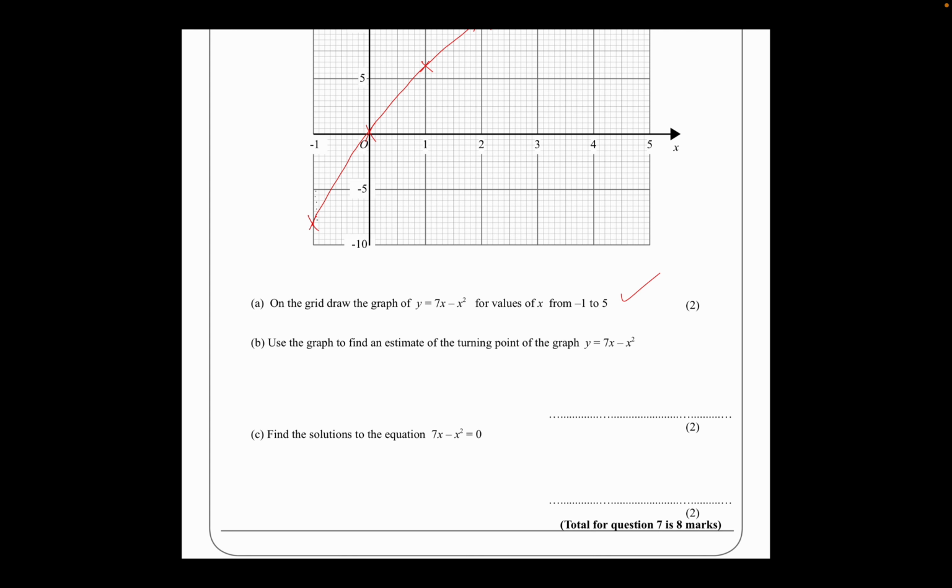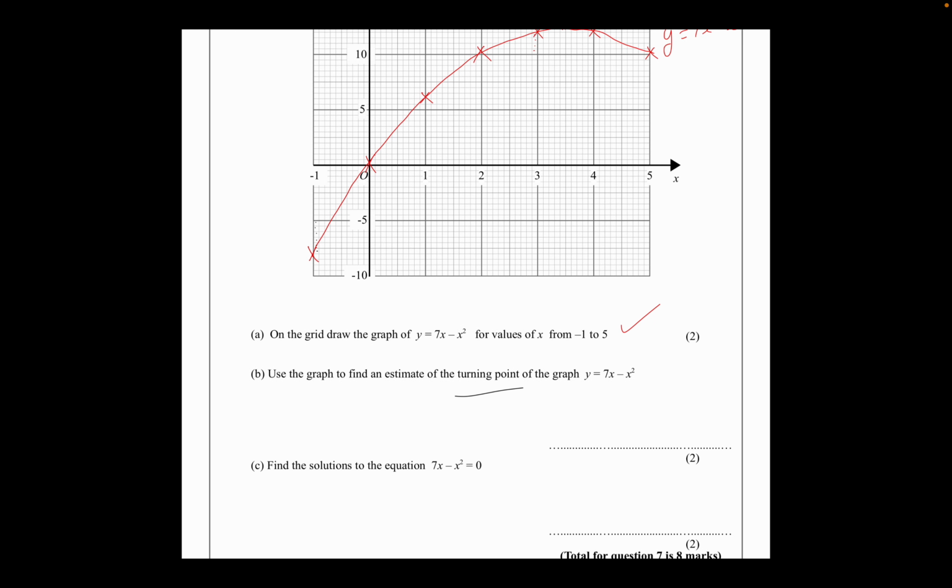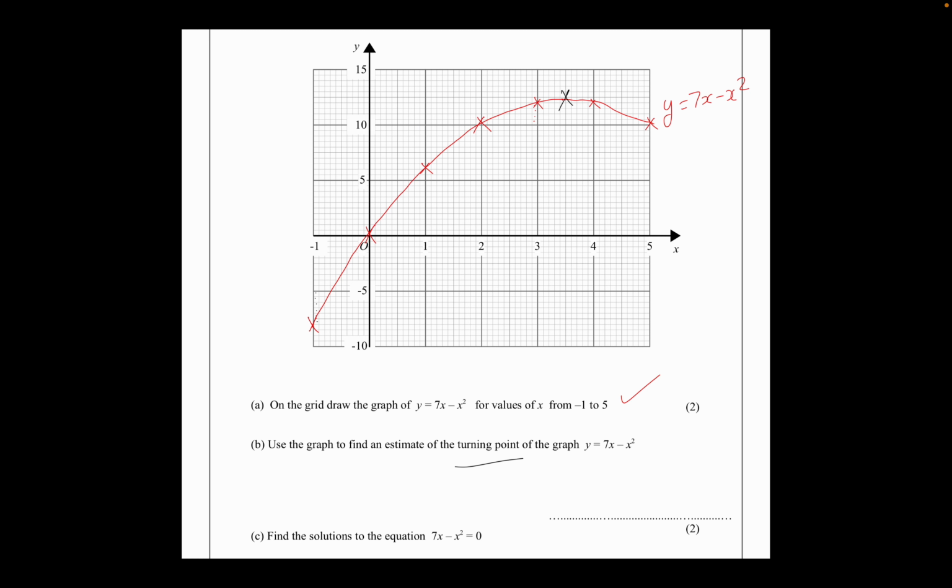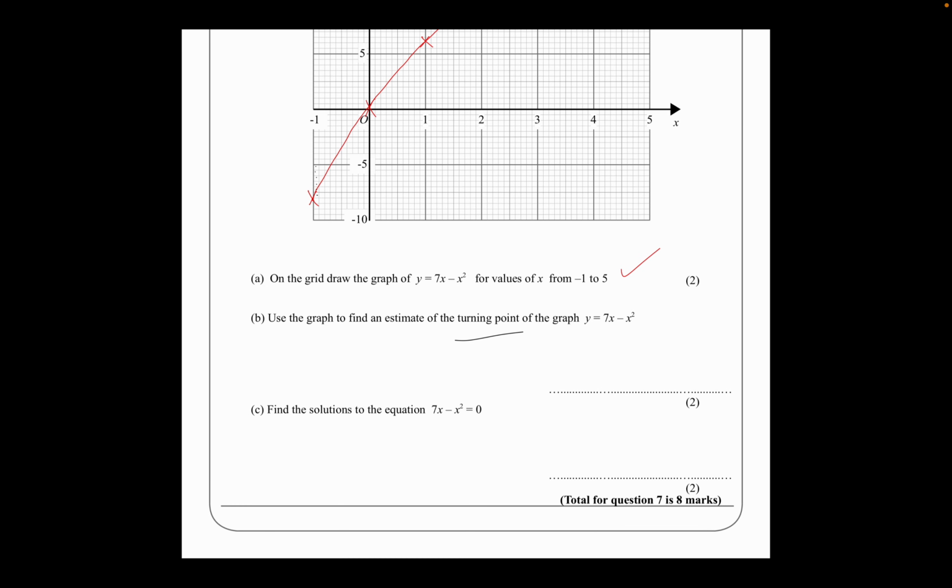Next part, use the graph to estimate the turning point. Here it is the turning point of the graph. Remember to use the completing the square method, but it will be roughly somewhere here. So this is 3.5, and if you read it on the y value, it should be 12.5. But remember to use the completing the square method to get the most accurate turning point. So it's 3.5 comma 12.5. This is going to be the turning point.